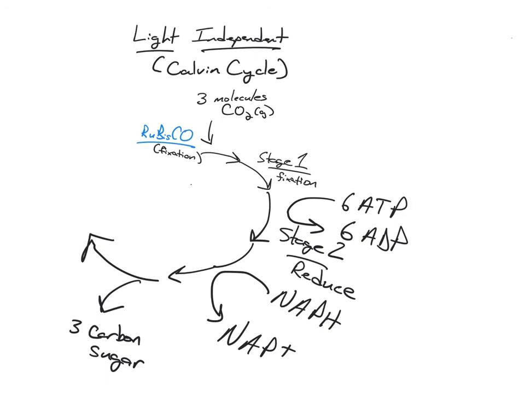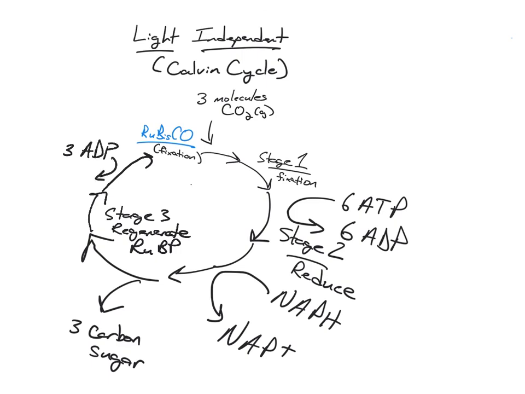And then you have to regenerate. Stage 3, you're regenerating RuBP, and that's just one of those intermediates. And of course, unfortunately, one more thing you have to know is here, actually, interestingly, you make ATP.